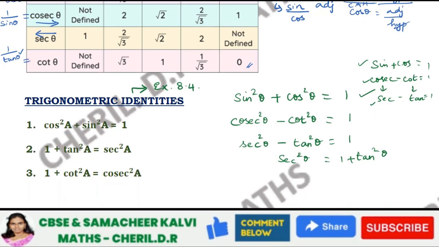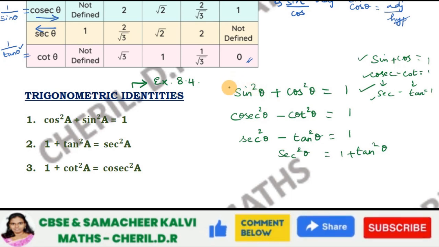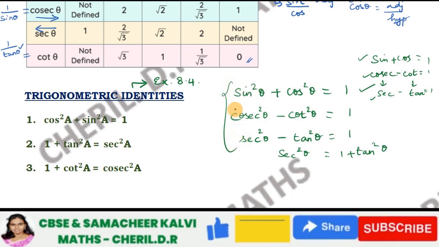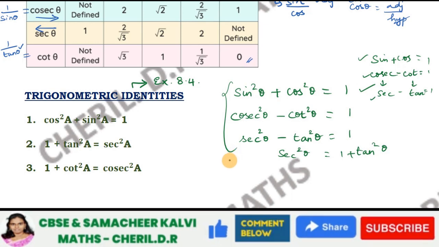So finally we are done with the trigonometric identities. Just remember this, see if this is going to be easy for you. If this is easy, it would be better. Okay.